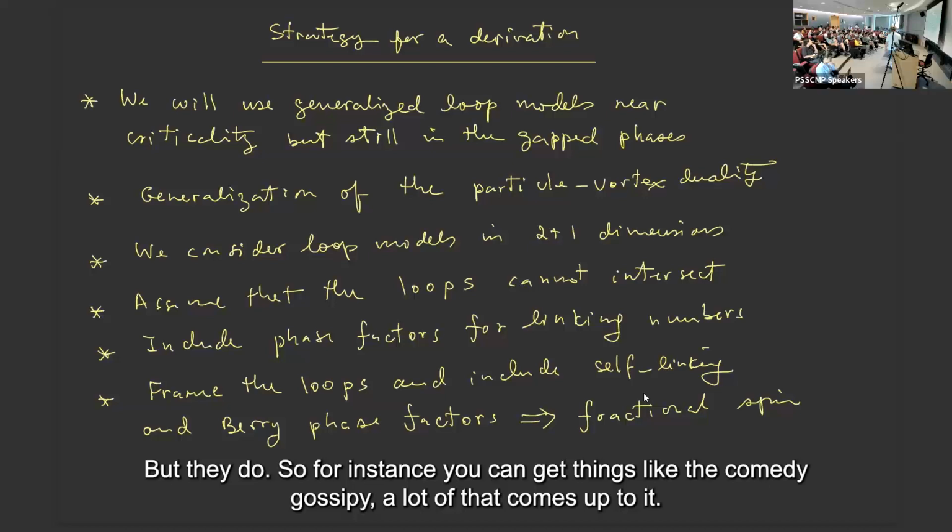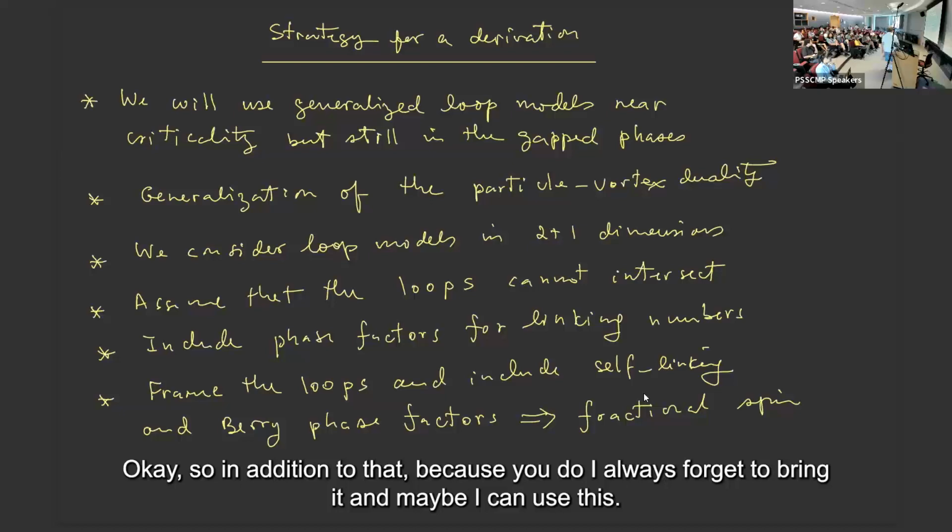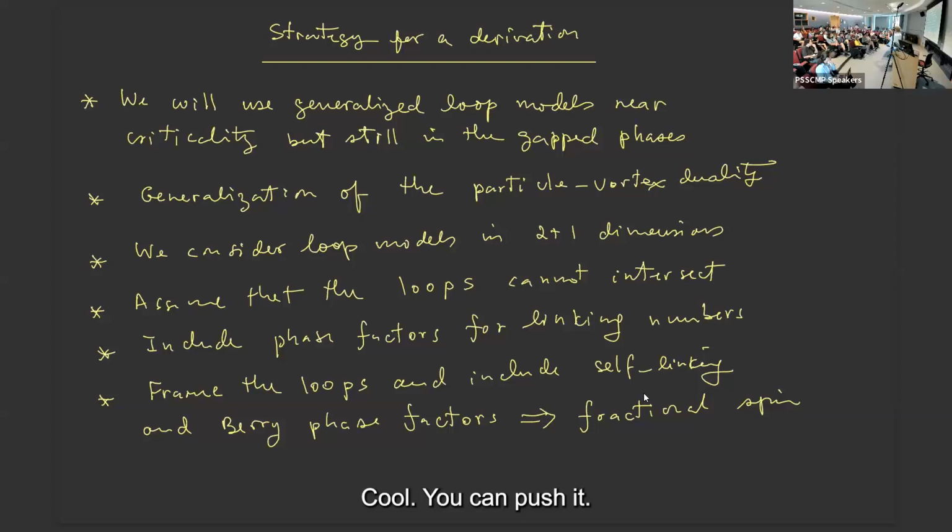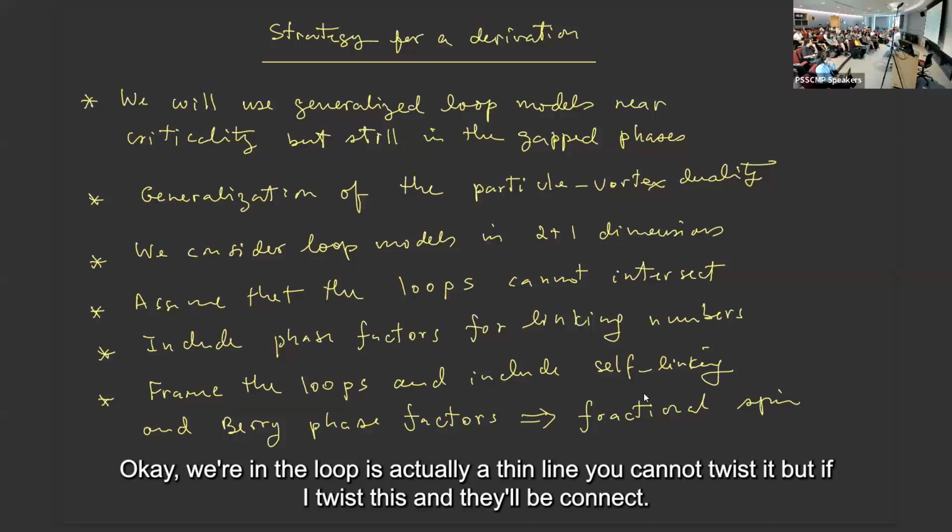effect. Okay, so in addition to that, I always forget to break that, but maybe I can use this. Okay, break it. So if the loops are not infinitesimally thin, you can twist this, okay? Whereas if the loop is actually a thin line, you can untwist it. But if I twist this and then reconnect, it's like a Möbius strip, okay?